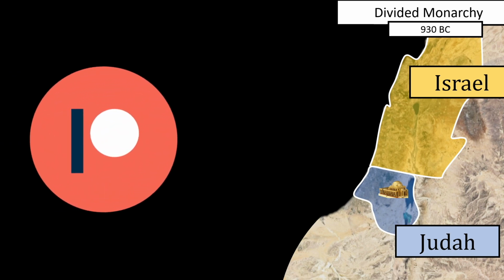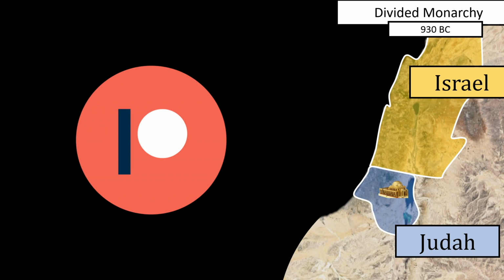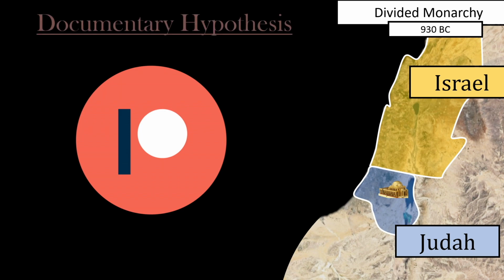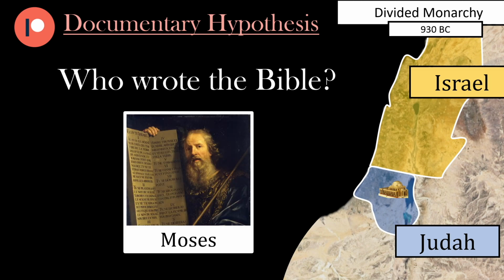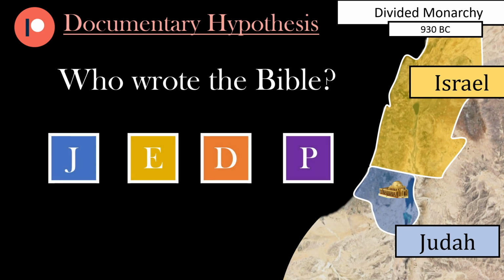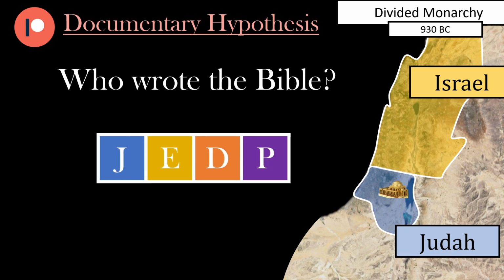And for those eager for more, for my patrons only, there's going to be an additional part to this video in which we explore the documentary hypothesis, which is basically trying to answer the question, who wrote the Bible? Of course, before modern scholarship, the answer was Moses. But the documentary hypothesis argues that the Bible is made up of 4 separate texts, J, E, D, and P, which were all stitched together into the Bible we know today. I personally don't believe everything in the documentary hypothesis, but what I can't deny is that it is fascinating.